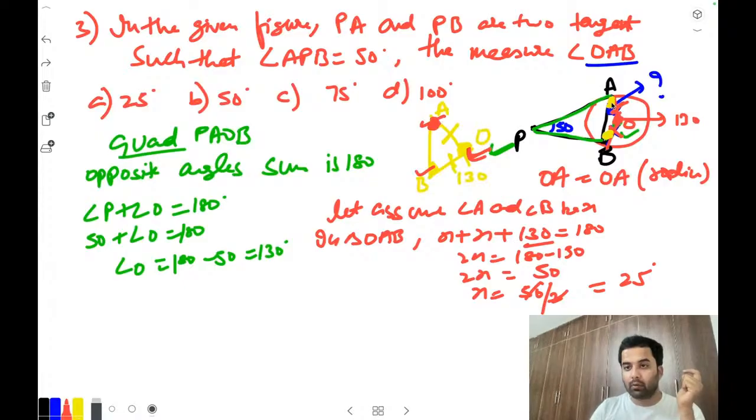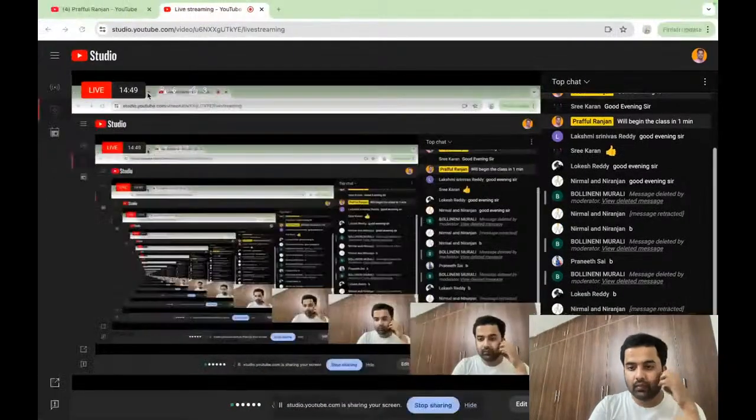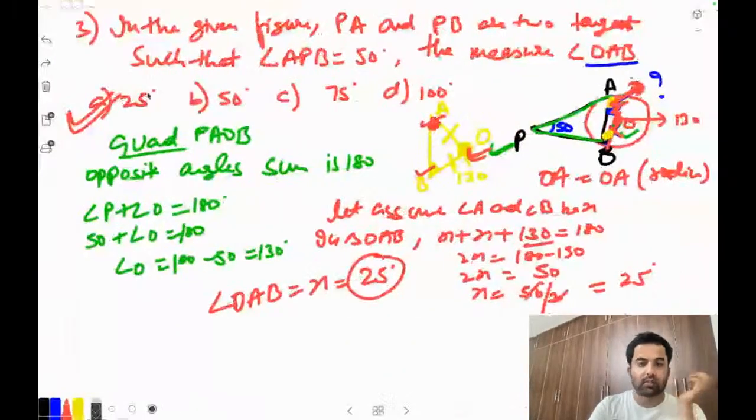Check this blue color, now I kept it as a red color. So which means the x value will be what? So angle OAB we assumed as x, what is the value? 25 degree. So option A is the correct one. Understood this, everyone? Fine, most of you got the same answer. Understood this one at least?